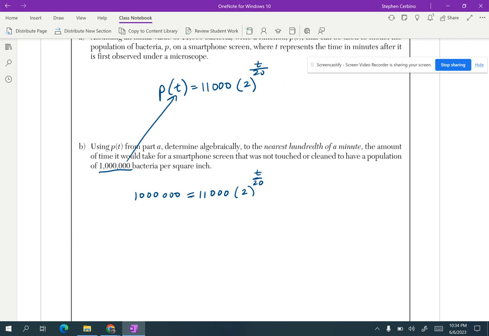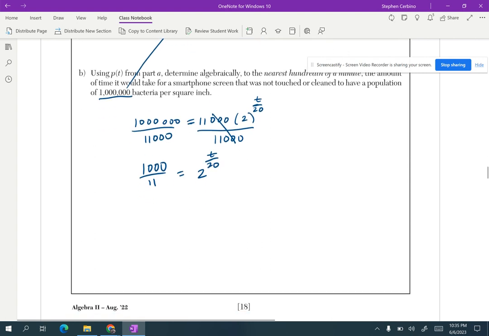Now, since our variable's in the exponent, we are going to have to use logarithms here. Now, before we can do that, we have to first get the 2 to the power by itself. We have to get the exponent piece by itself. So we're going to divide out the 11,000 from both sides. If you divide that, you don't get the nicest number, but it does reduce to a fraction of 1,000 over 11. Remember, we don't want to round here, so if you can't get a nice decimal, just use the fraction.